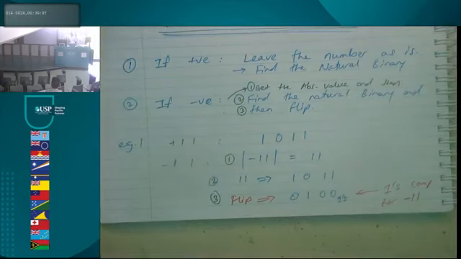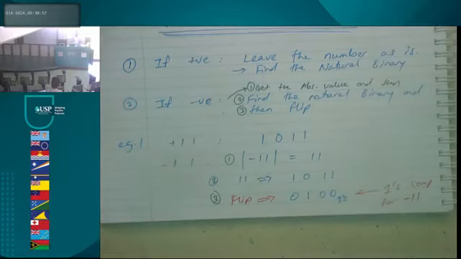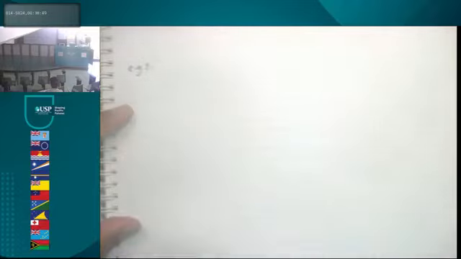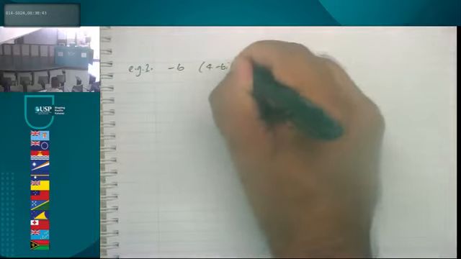Okay. Let's try another one. Let's try another example. Example 2. Let's try negative 6, and we want it in 4 bits.